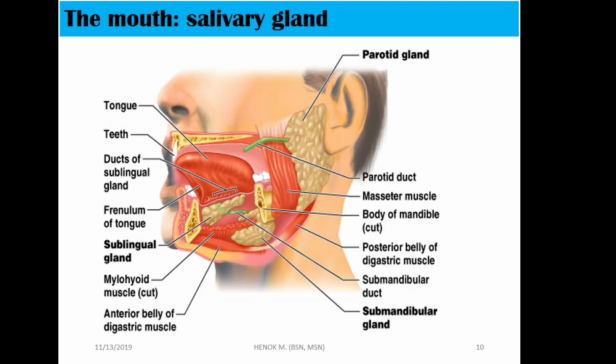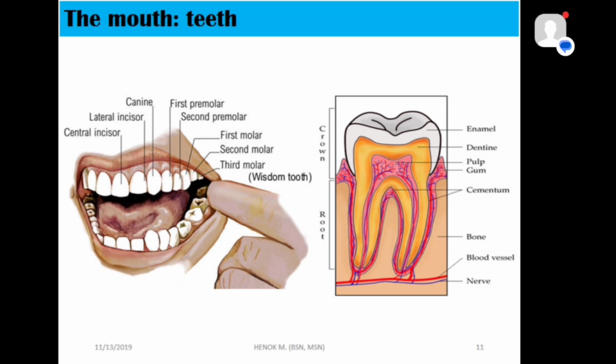Next is the mouth and salivary glands and their ducts. The mouth teeth: canine, lateral incisor, central incisor, first molar, second molar, first premolar, canine, wisdom tooth, and next is the structure, that is of the crown, root, enamel, dentin, pulp, gums, and the cementum, bone, blood vessels, nerve. There is the overview of the mouth, that is teeth.